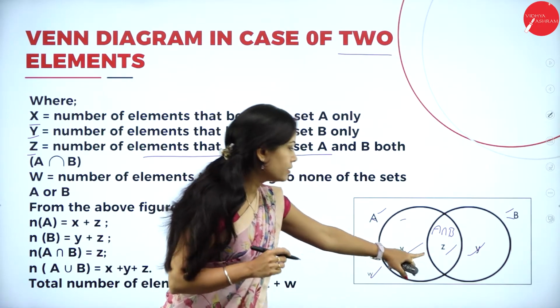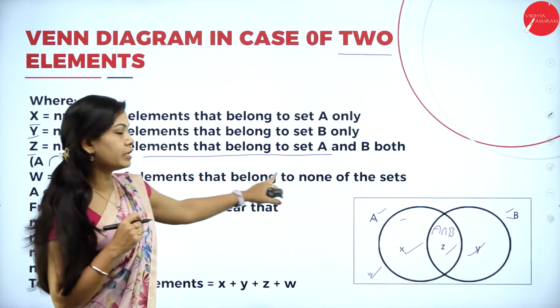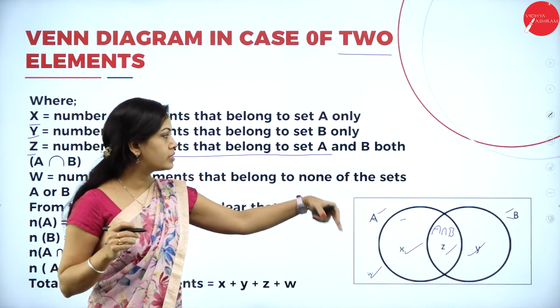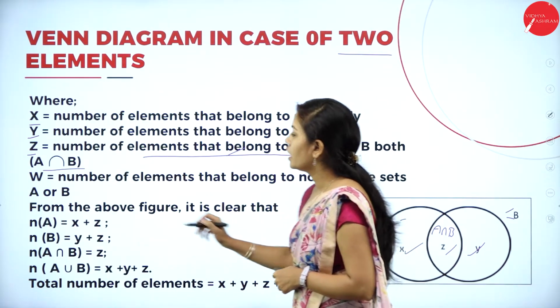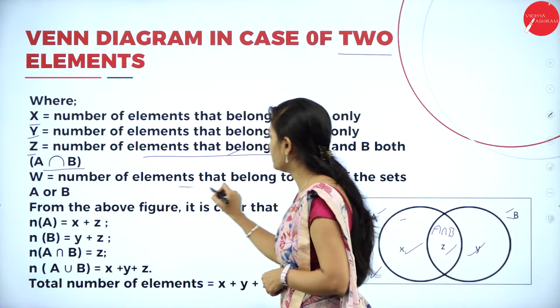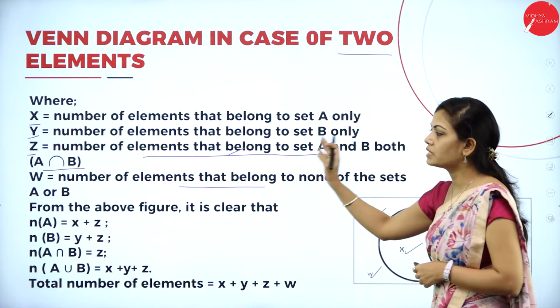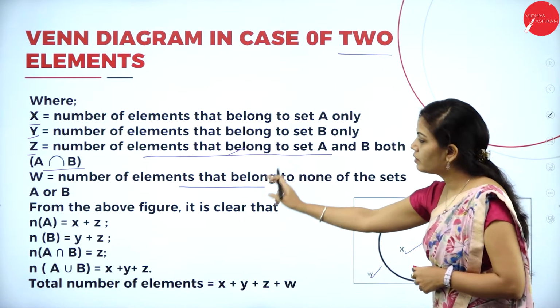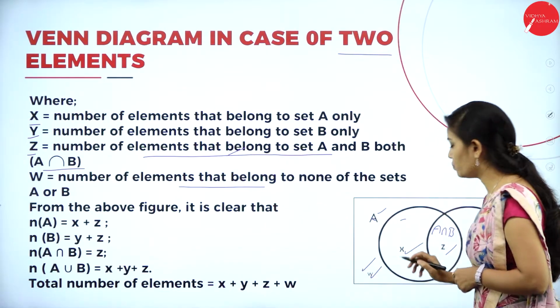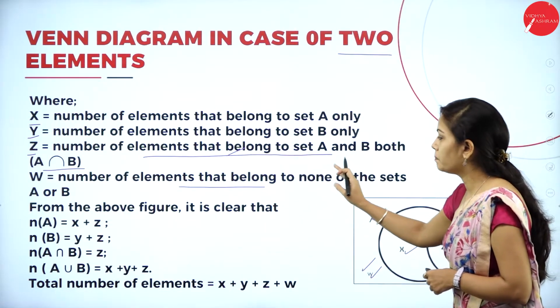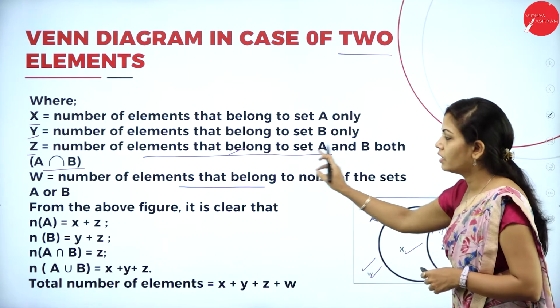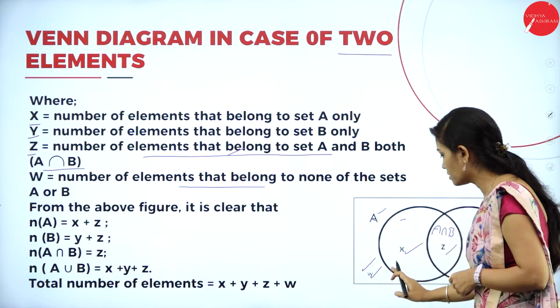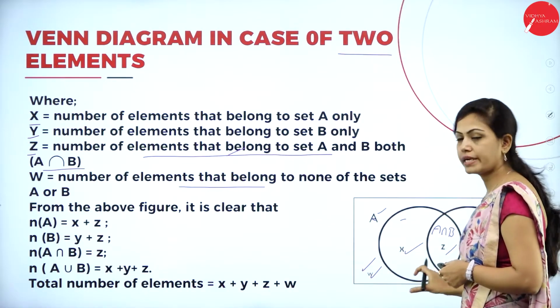Because Z is the number of elements that belong to set A and also set B, and W means number of elements that belong to none of the sets A or B. This is W. Number of elements that belong to none of the sets A or B is called W. So first understand this concept.